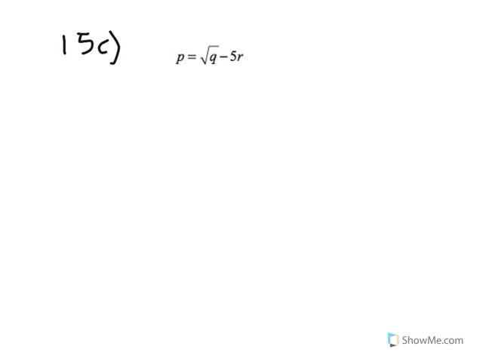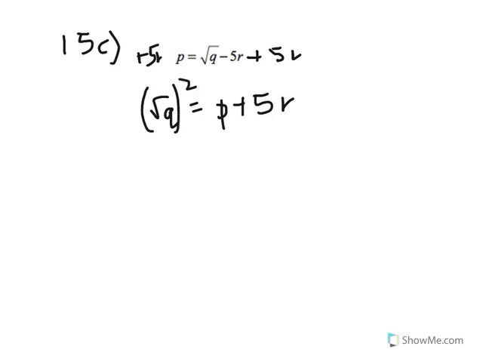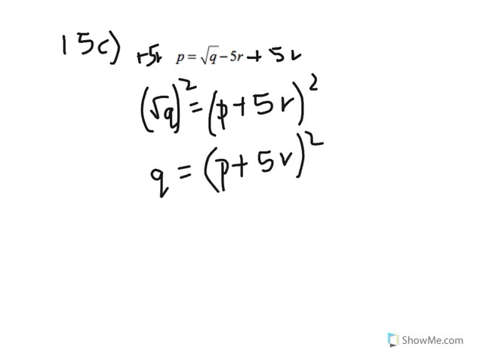Question 15C is asking you to make Q the subject of the formula. Now, before we do this, let's keep Q on one side so it doesn't get mixed up with the other terms. So to do that, we're going to add 5R on both sides, and we're going to get root Q is equal to P plus 5R. Okay? Now, we're going to square both sides, and we're going to get Q is equal to P plus 5R squared. And in this way, Q is the subject of the formula.